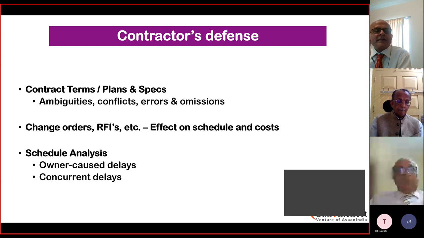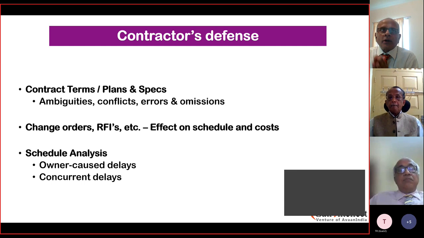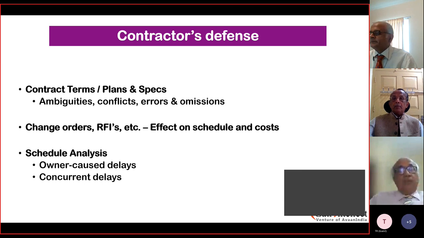And finally, when one does the schedule analysis, one comes to see, from the contractor's point of view, what are the owner cost delays? It is listed down because the owner would have the contractor cost delays. And what are the concurrent delays, where both the parties mutually agree that we could not have moved forward because of the fault that arose in what both of us did. So those are the concurrent delays. The cost is the concurrent delays.